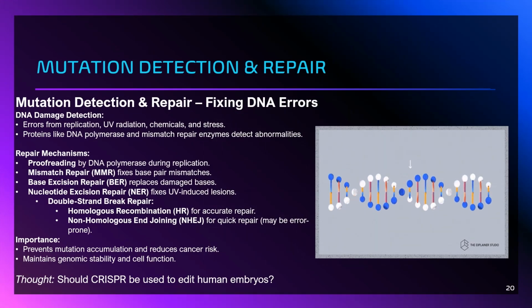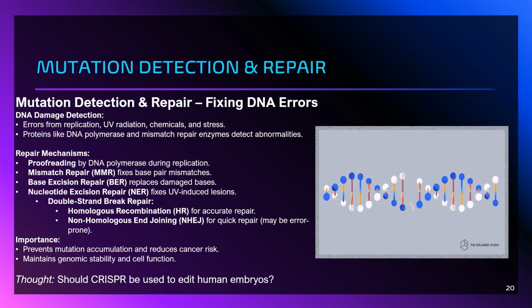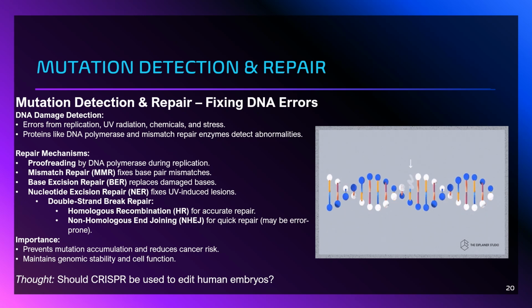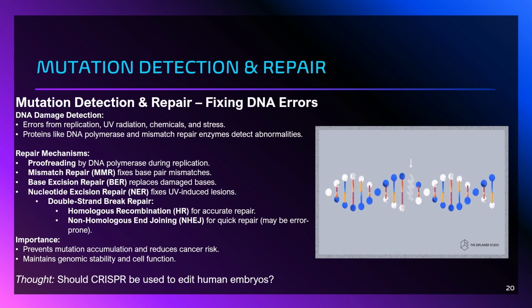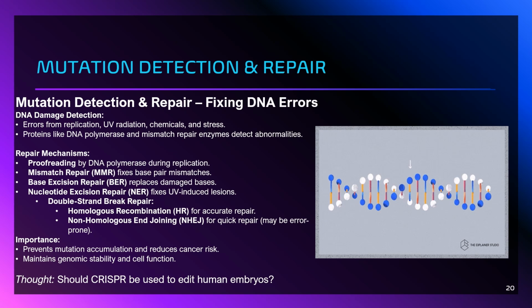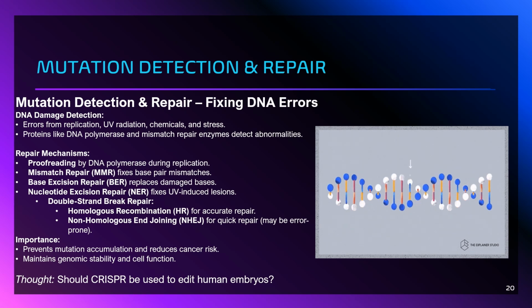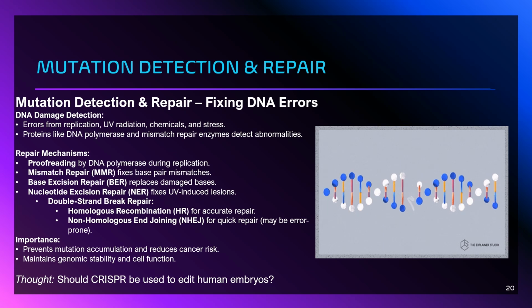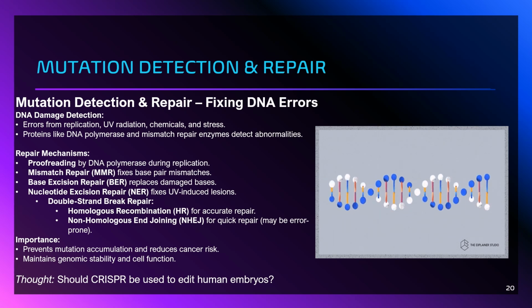Mutation detection and repair, fixing DNA errors. DNA damage detection: errors from replication, UV radiation, chemicals, and stress. Proteins like DNA polymerase and mismatch repair enzymes detect abnormalities. Repair mechanisms: proofreading by DNA polymerase during replication. Next up is mismatch repair, otherwise known as MMR. It fixes base pair mismatches. Next is base excision repair, otherwise known as BER.